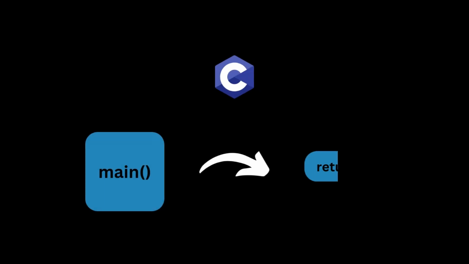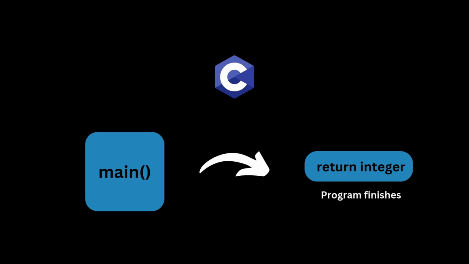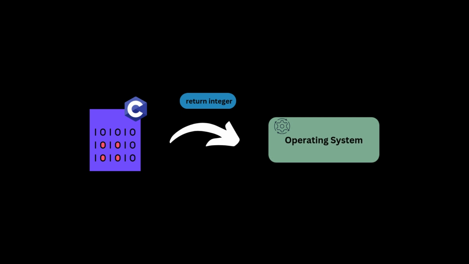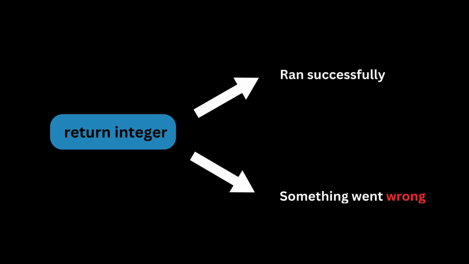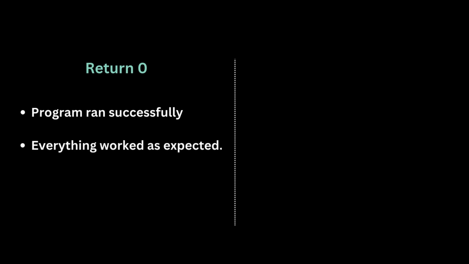In C, the main function returns an integer when the program finishes, because it gives a way for the program to communicate its result to the operating system, or the process that called it. This return value tells whether the program ran successfully or if something went wrong. Return 0: this usually means the program ran successfully, without any problems. By convention, returning 0 means everything worked as expected.